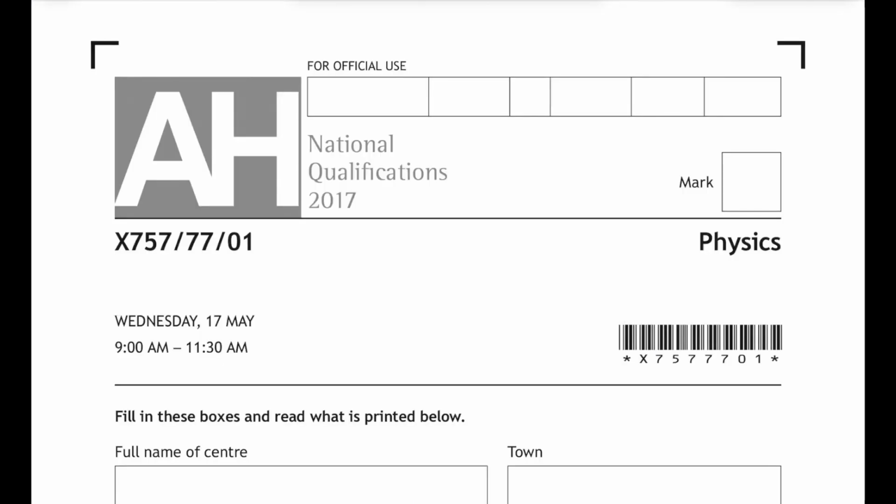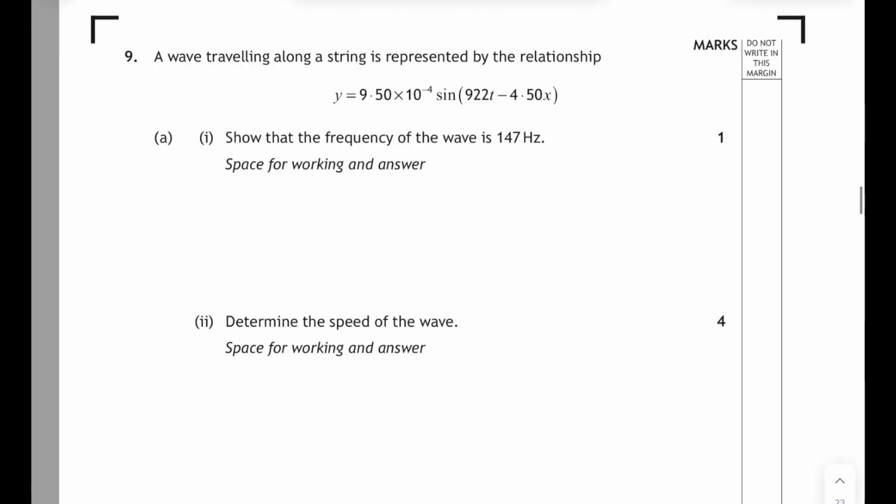So starting off, 2017, and it's question 9. As usual, it's a good idea to have a go at the question yourself first and then come back once you're ready and you can see how we have done it. So here we go. A wave travelling along a string is represented by the relationship y = 9.50 × 10^-4 sin(922t − 4.50x). And we have to show that the frequency of the wave is 147 Hz.